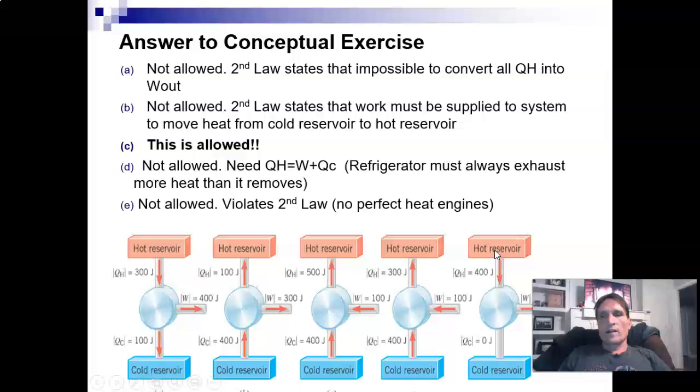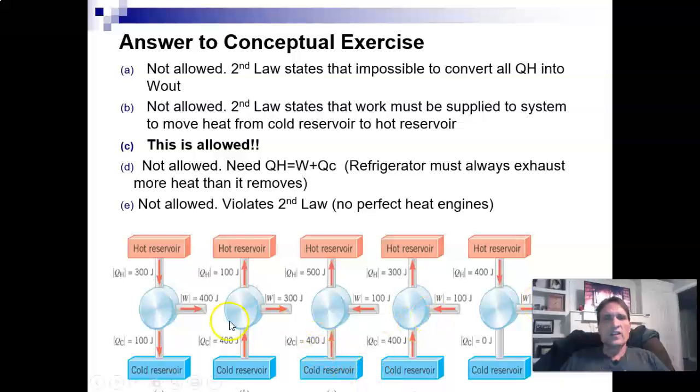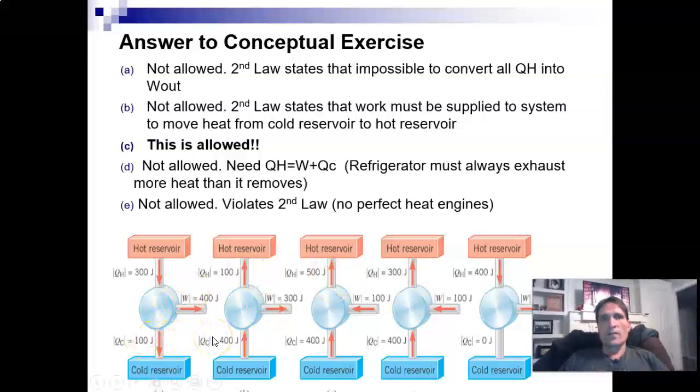Then E is pretty easy, right? E says that all 400 joules of heat from the high temperature reservoir are used to do work. None of it is exhausted to the cold reservoir, and there are no perfect heat engines. This implies an efficiency of 100%, which we know doesn't happen in nature. So heat engine E is not allowed. You should be able to, on an exam, interpret these heat transfer diagrams, and understand the processes and why a given engine is or isn't allowed. You should be able to calculate the efficiency for heat engines, or the coefficient of performance for a heat pump or for a refrigerator. And you should be able to explain why some of these are allowed and some of these aren't.